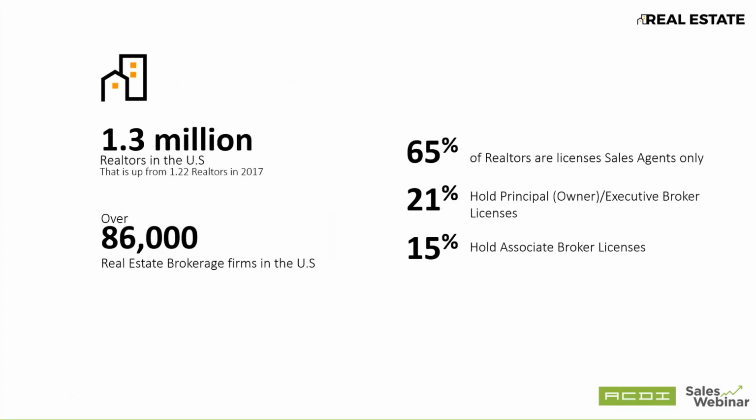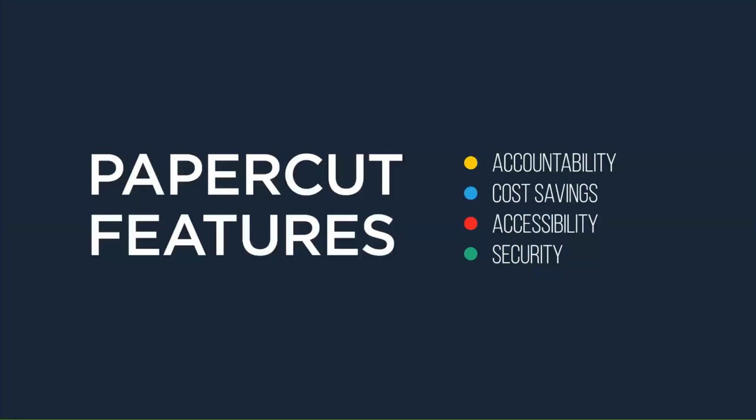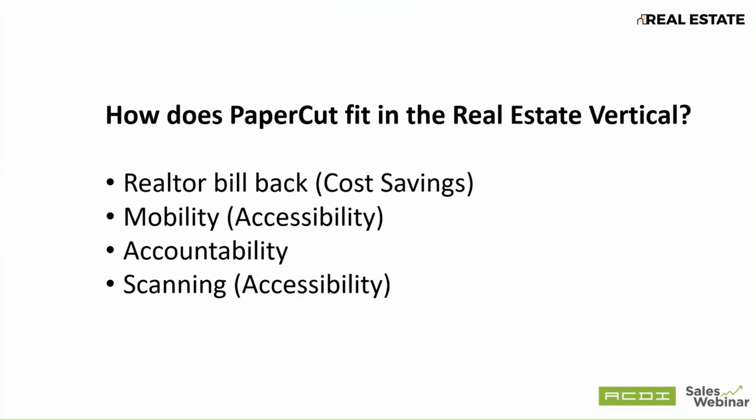These are companies that span multiple states. They have very different programs to buy into, to own one of their franchises, so they operate a little bit differently. So I'm going to address that as we go through the webinar and tie those in as we talk about our products and how they are applicable to the real estate industry. This is not a feature dump on our products today. This is strictly focused on how products such as PaperCut and the 4 pain points that you see, accountability, cost savings, accessibility, and security, fit in real estate. So let's talk about that. How does PaperCut fit in the real estate vertical?